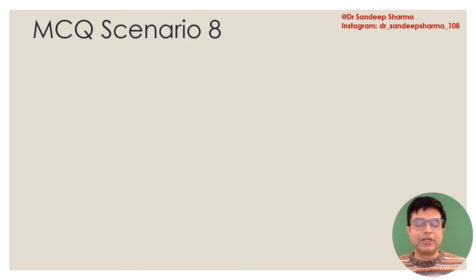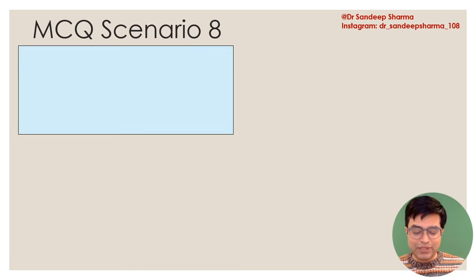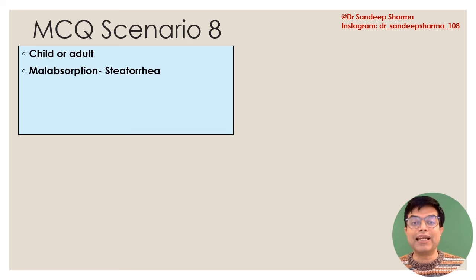Now let us have a look at MCQ scenario number 8, and it can be a child or an adult patient, and it is something which I'm very fond of teaching, but I will not go overboard. So the question will say there is a child or adult patient. The patient is having malabsorption and steatorrhea is being produced. What is steatorrhea? Fatty, bulky, sticky stool. So fat malabsorption is there.